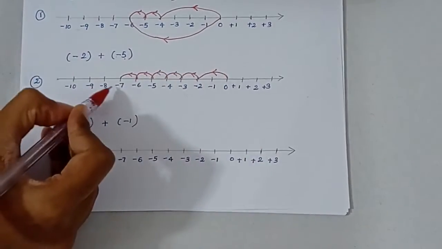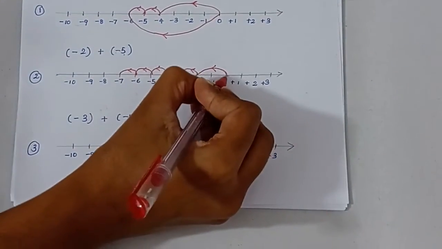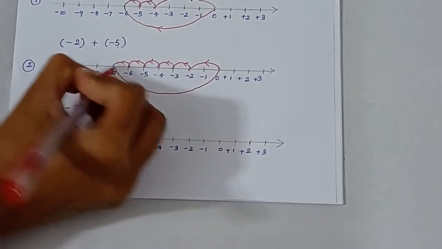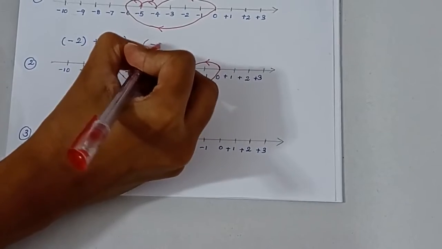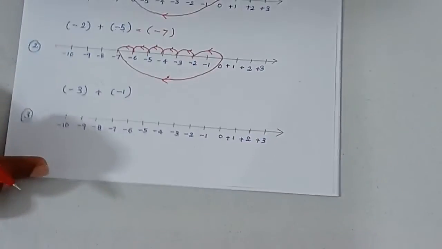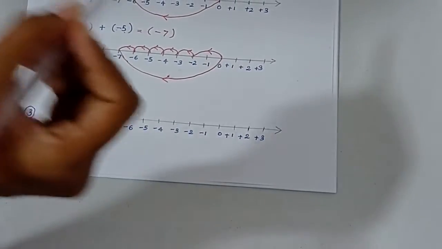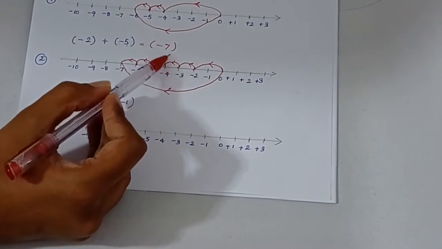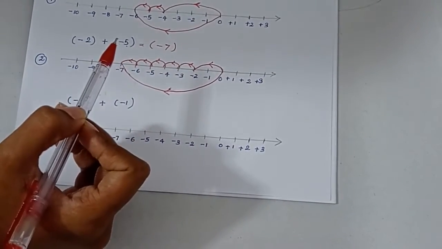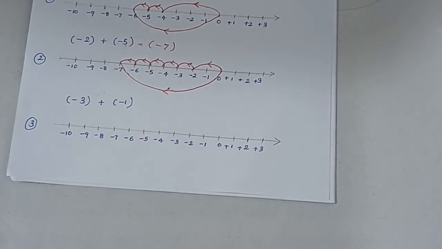5 places. Now we are at negative 7. You have to join 0 and the final point like this. Answer is negative 7. Okay. In your textbook, they didn't use these single arrows. They used only one arrow to indicate. In my third example, I am going to use that method.